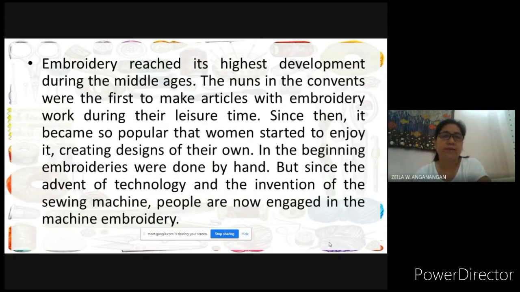Embroidery reached its highest development during the Middle Ages. The nuns in the convents were the first to make articles with embroidery work during their leisure time. Since then, it became so popular that women started to enjoy creating designs of their own. In the beginning, embroideries were done by hand, but since the advent of technology and the invention of the sewing machine, people are now engaged in machine embroidery.